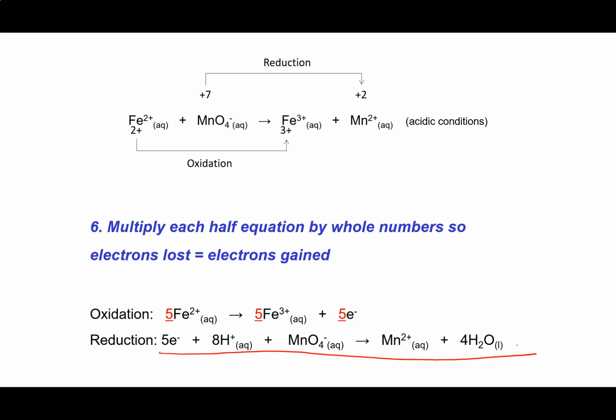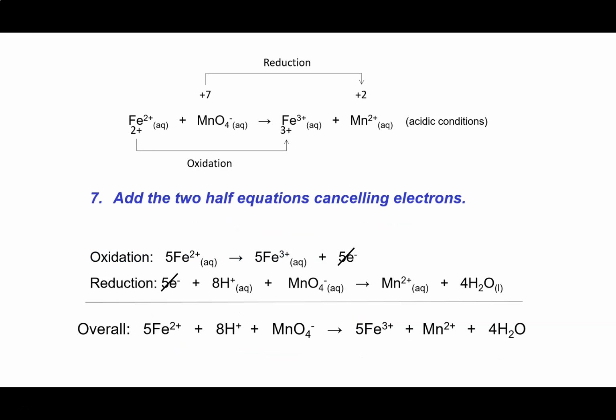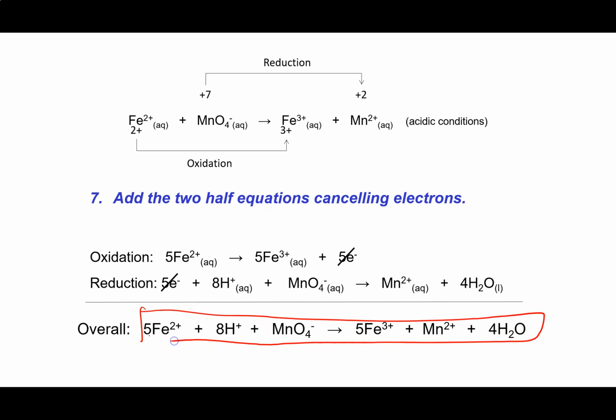And then now I can go ahead and add together, cancelling where possible. And in this case, it looks like the only things that I'm going to be able to cancel are the electrons. Sometimes there's other things you can cancel as well, but in this case, only the electrons. So now step 7, I'm going to go ahead and add the two half equations together and cancel out those electrons. And here I am with my overall equation.